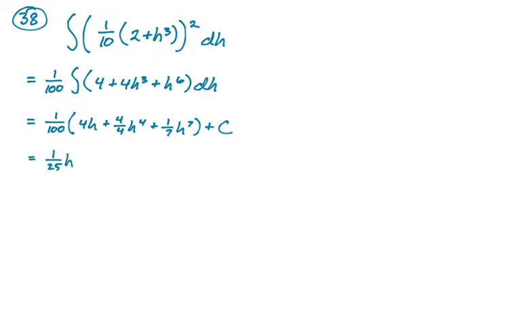So 4 over 100 is 1 over 25 h. And h to the 4th divided by 100 is 1 over 100 h to the 4th. And then 1/7 times 1 over 100 is 1 over 700, and then h to the 7th, and then plus c. And that's it. So weird problem. Why is that 1/10 there? Who knows? But it is. Number 39.